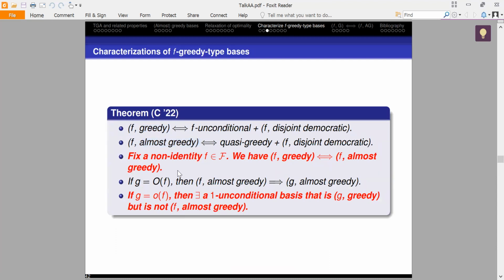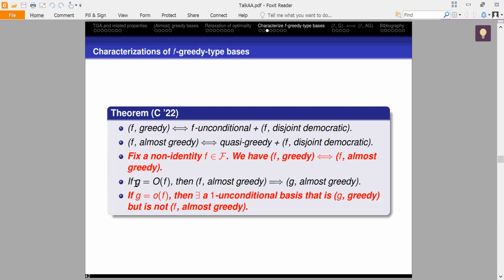The third result is surprising. This result says that if you give me any function F that is different from the identity function, then you have the equivalence between F greedy and F almost greedy. So what it says is that it doesn't matter if you take the projection of the linear combination: F greedy is always the same as F almost greedy, assuming that F is not the identity.